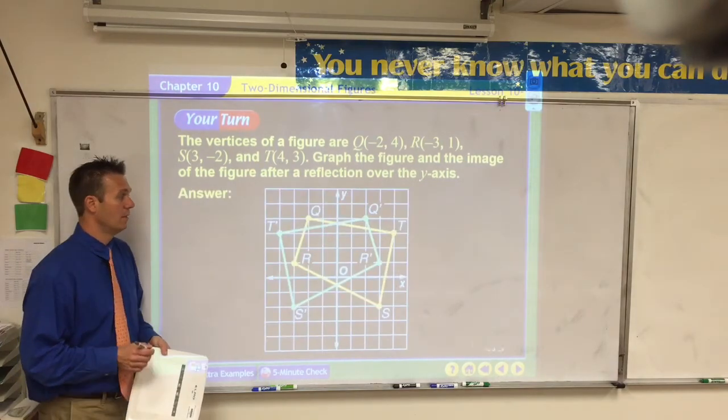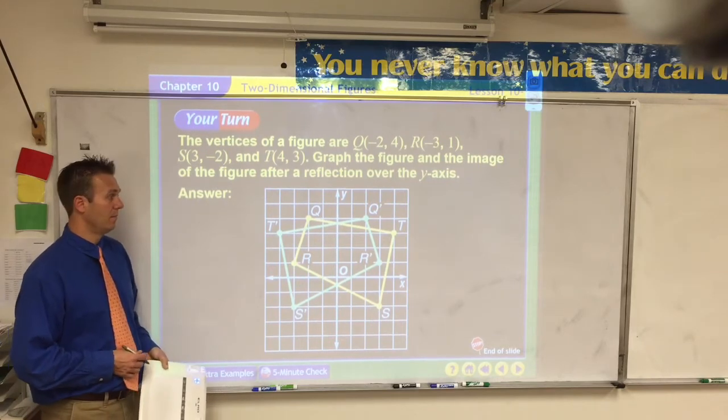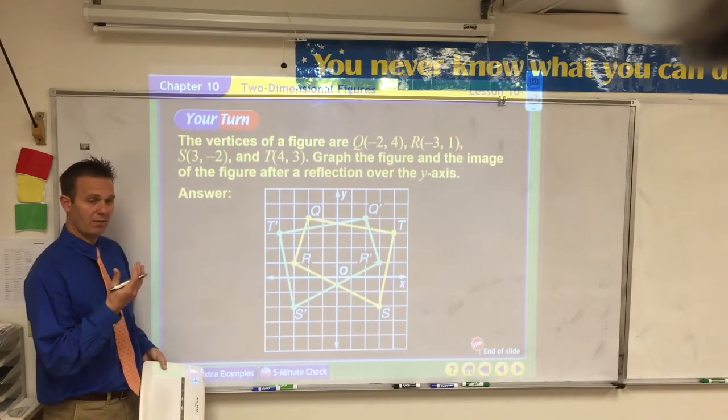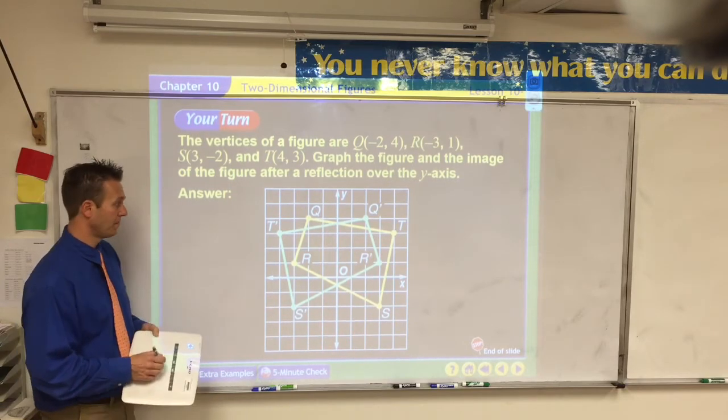And here's your answer. So that's what it should look like if you got the right answer. You'll notice that the Q's have reflected over the y-axis, and so have the S's, the T's and the R's.